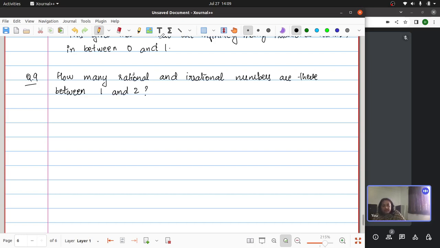So we can do the same thing, right? Let's say we have 1 here, 2 here. So you keep dividing and taking the midpoints, we get the rational numbers, and using the fact we get irrational. So the answer is infinity.